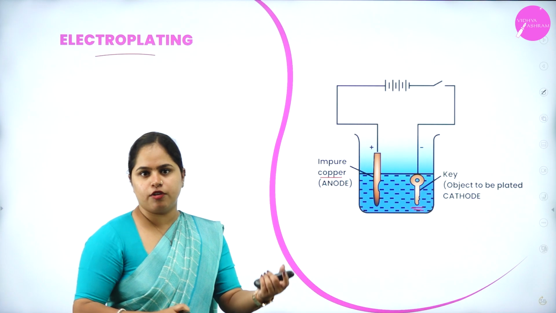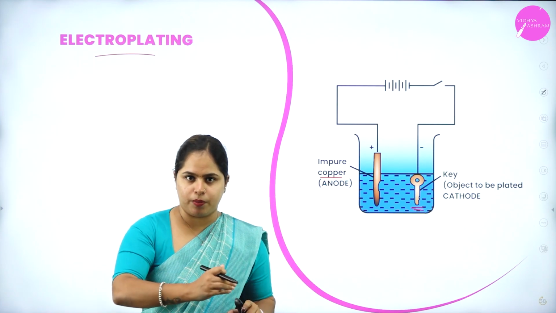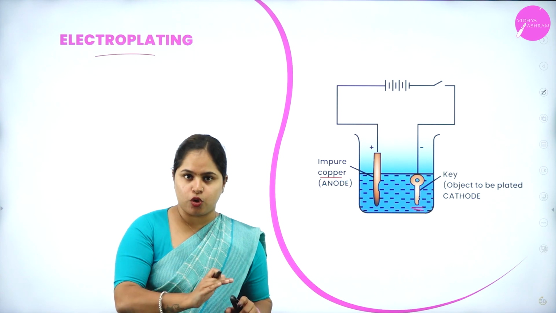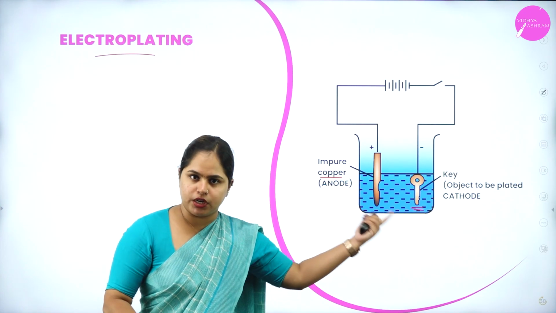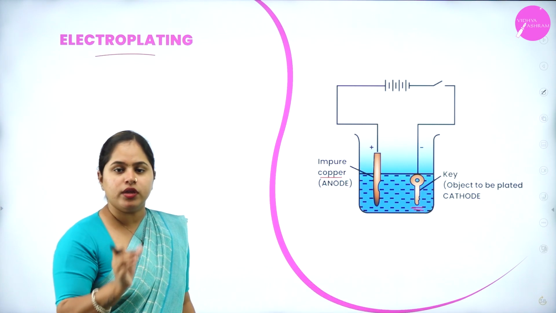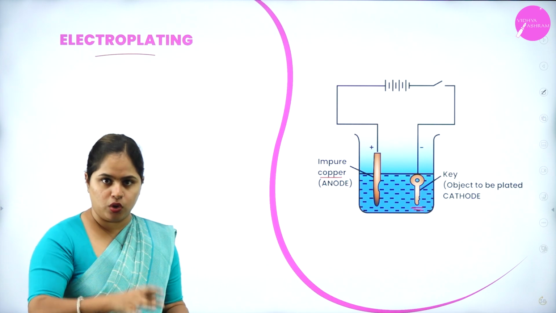So the key will be made of a metal, right? I want to coat that particular key using copper. So this method is called electroplating. That is, a thin coat of a metal is given to that particular substance, right? So now here also what you have to remember, the substance that requires to be coated, right?